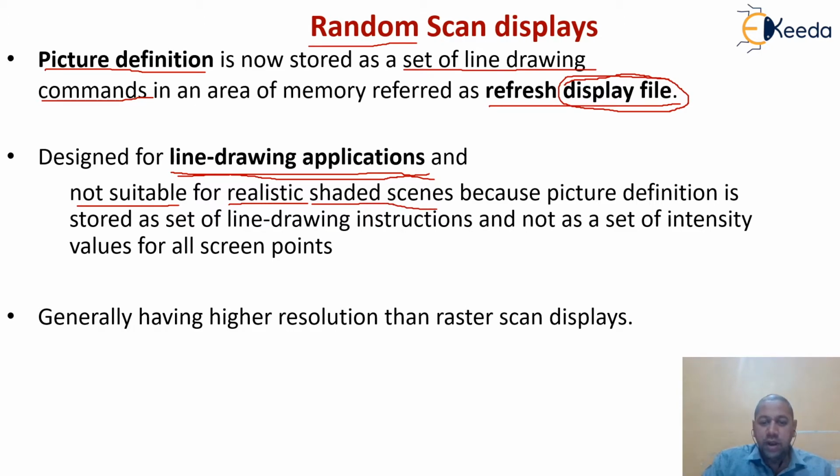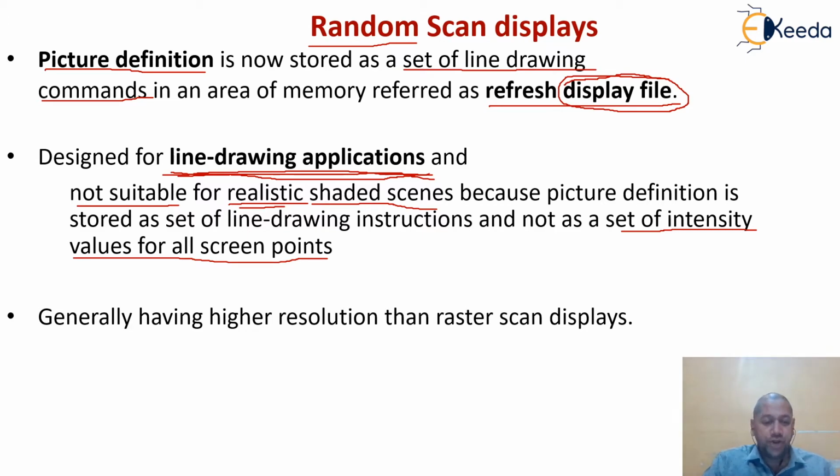Why is it not suitable? Because the picture definition is stored as a set of line drawing instructions and not as the intensity values of all screen points, which is required for realistic scenes. So for realistic scenes we should use raster scan display, and we should use random scan display for line drawing applications.